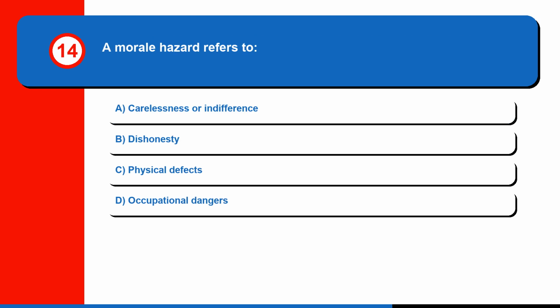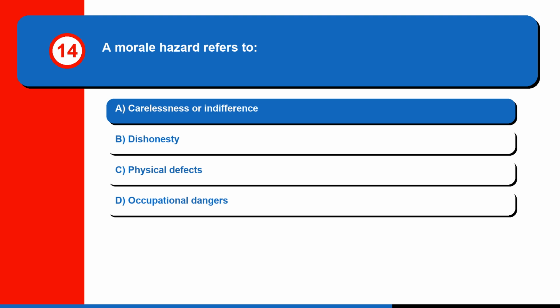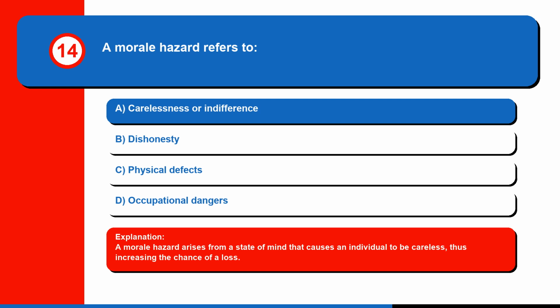Question 14. A morale hazard refers to A. Carelessness or indifference, B. Dishonesty, C. Physical defects, or D. Occupational dangers. The correct answer is A, carelessness or indifference. A morale hazard arises from a state of mind that causes an individual to be careless, thus increasing the chance of a loss.